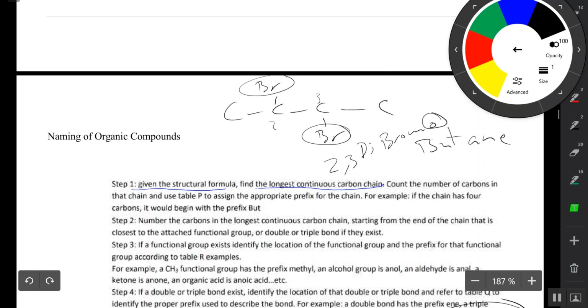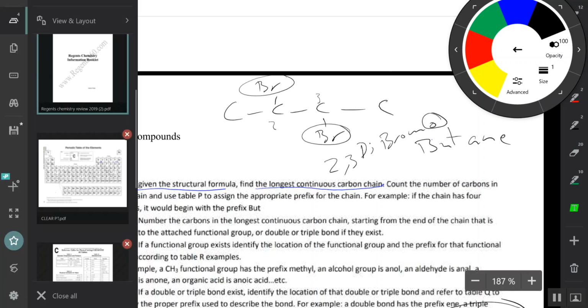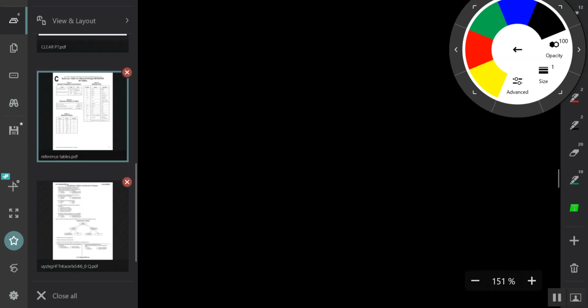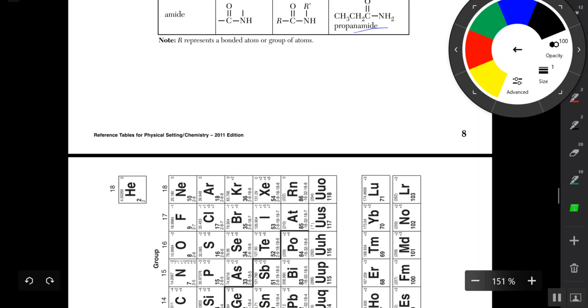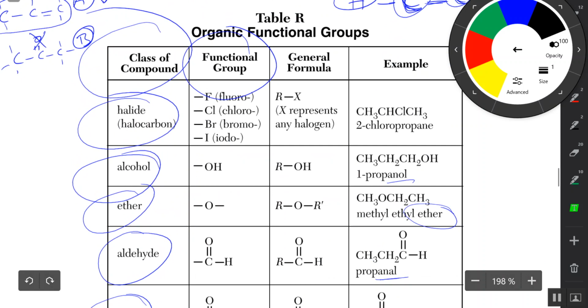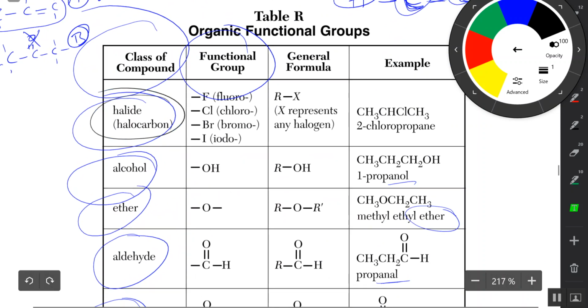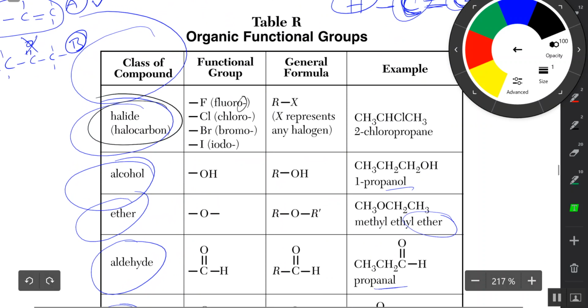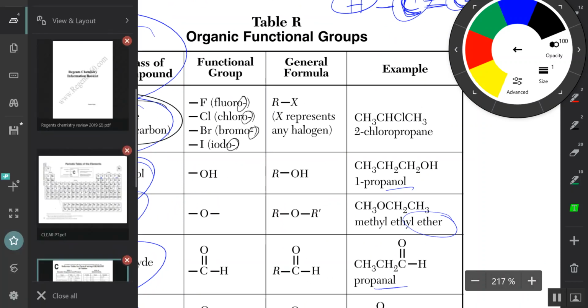Why did I make the ending O? Why didn't I just say dibromine? Table R tells you why. Take a look at table R. Here's table R. If you have a halogen, a halide, halocarbon functional group, the ending will be O. Fluoro, chloro, bromo, iodo. Okay?